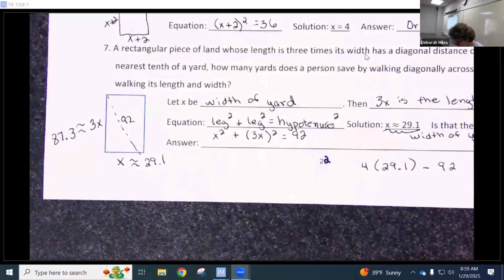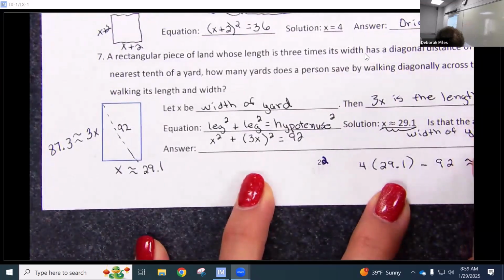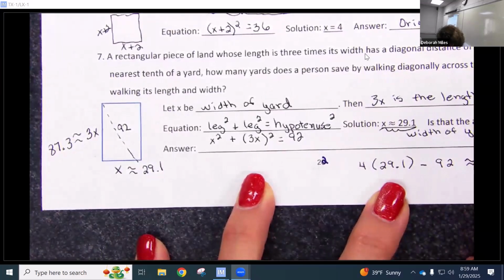And I have that written down somewhere. It's approximately 24.4 yards saved.